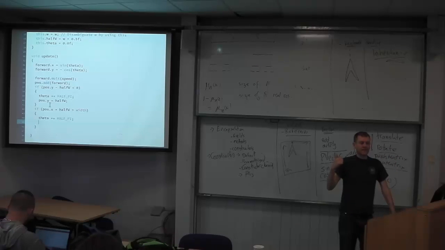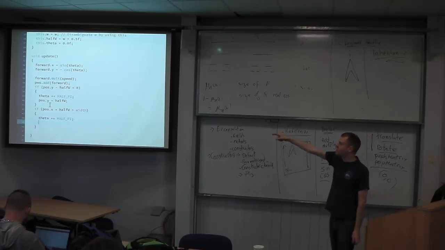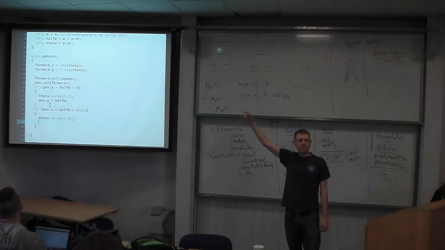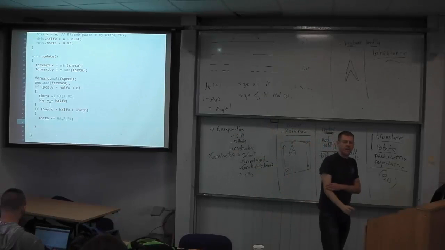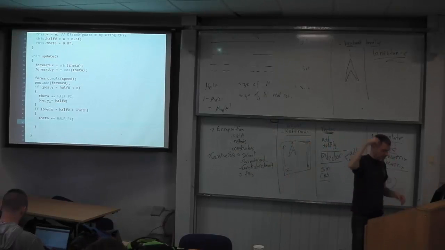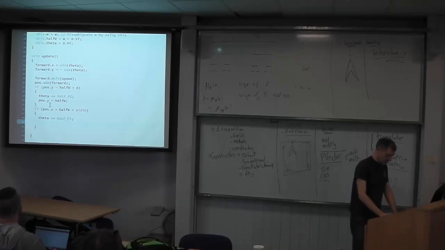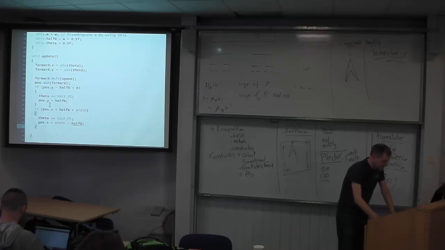I could just set this exactly as well. I can set this equal to pi. If I set theta equal to pi, then it'll go straight down, because pi is 180 degrees, and 180 degrees would be straight down in this one as well. So then you can go pos.x equals width minus half w. So this just brings it back onto the screen a little bit.